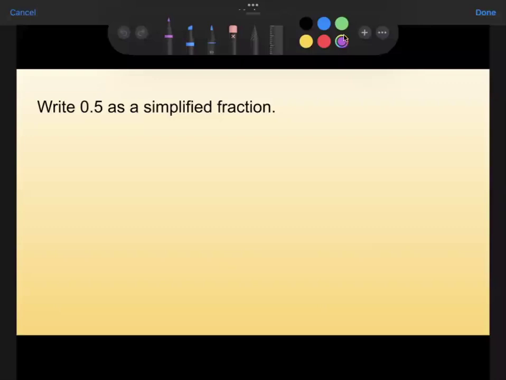Okay, here is our next one. We're going to take the decimal 0.5 and rewrite it as a simplified fraction. So let me rewrite 0.5 here. And then to decide the denominator, again, I need to look at the place value that the decimal goes out to. It goes out to the tenths place, so that means I'm going to put a 10 as my denominator of the fraction, and then I'm just going to simply place what the decimal is as the numerator. So this is 5 over 10.